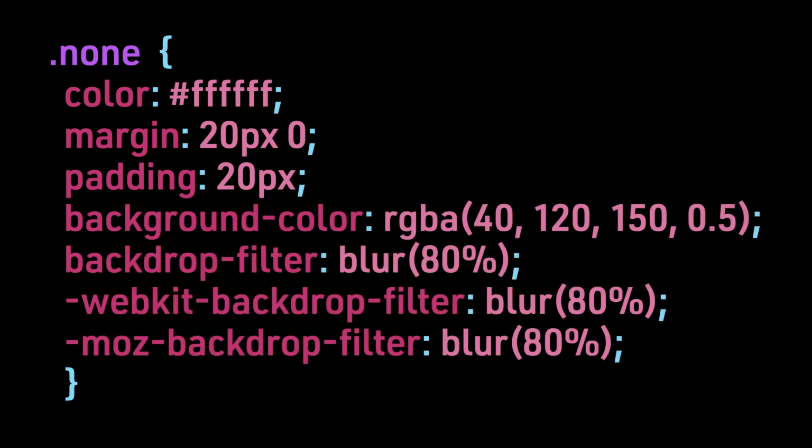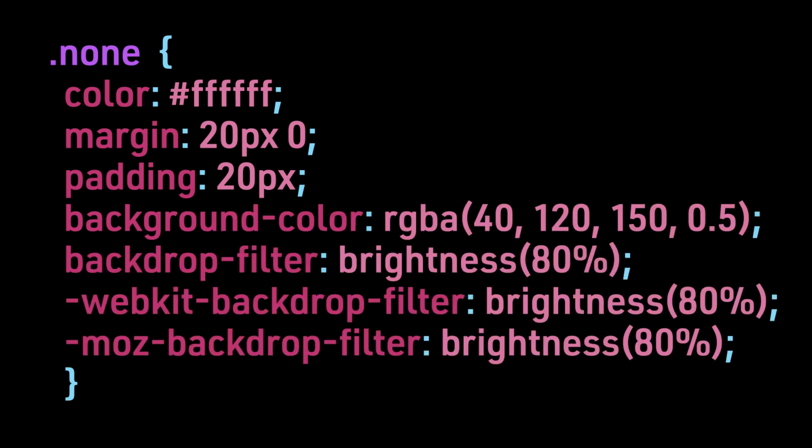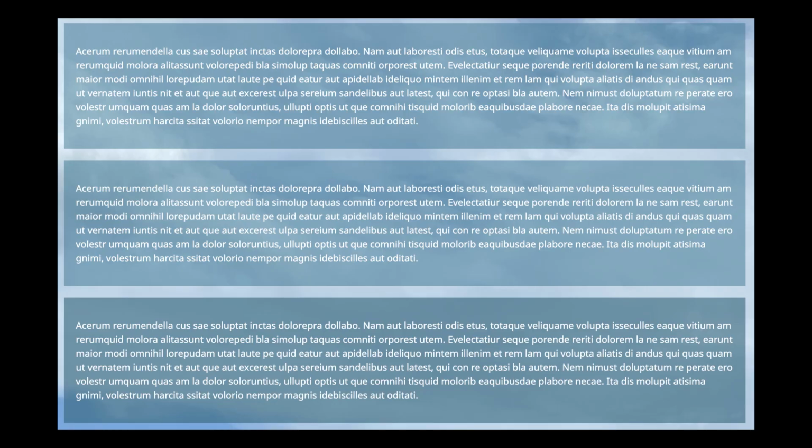Next, we look at blur. And the third option is brightness. Note that we are only changing the code of the backdrop filter property. It is a little difficult to see the differences in these options, especially with a cloud background, but the third, brightness, is clearly darker than the other two.